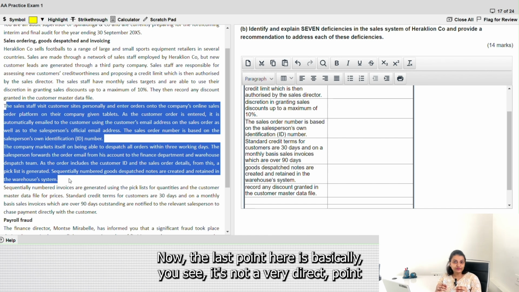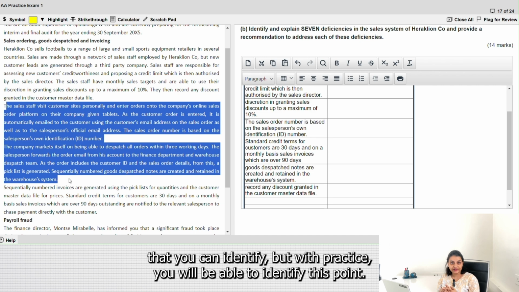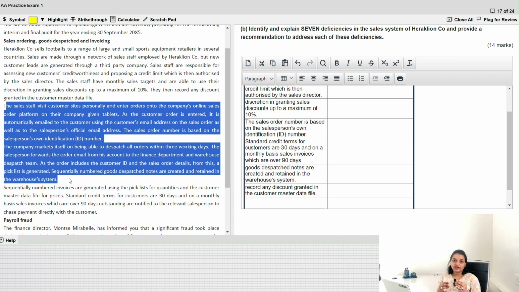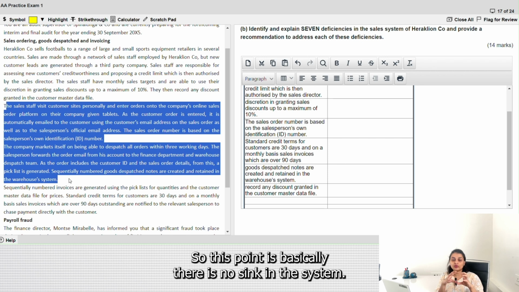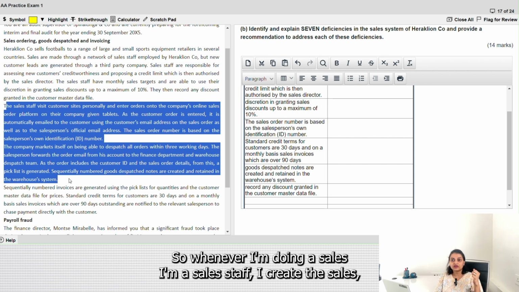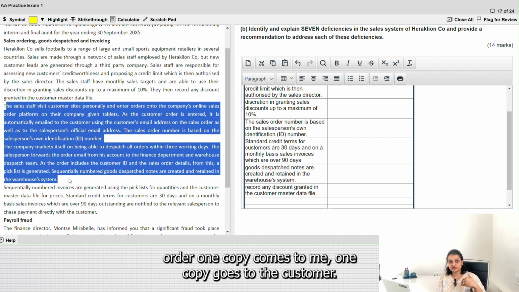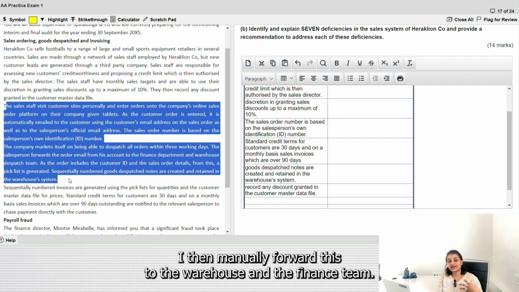Now, the last point here is basically, see, it's not a very direct point that you can identify, but with practice you will be able to identify this point. So this point is basically there is no sync in the system. So, whenever I am doing a sale, I am a sales staff, I create the sales order. One copy comes to me, one copy goes to the customer. I then manually forward this to the warehouse and the finance team.